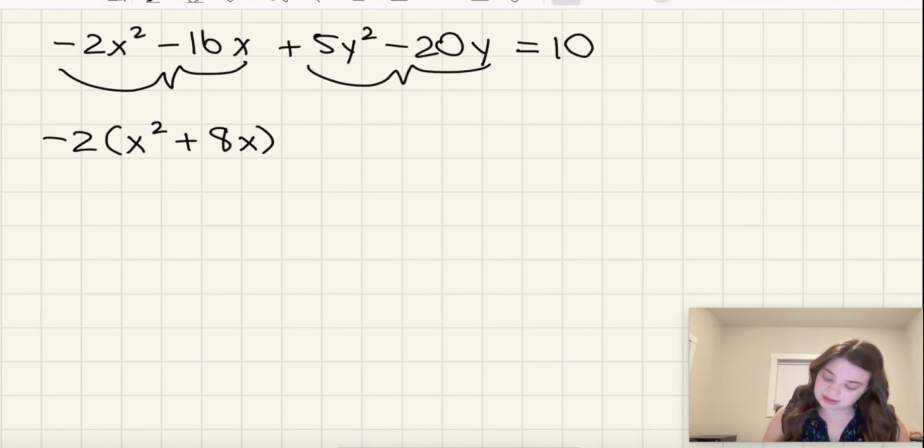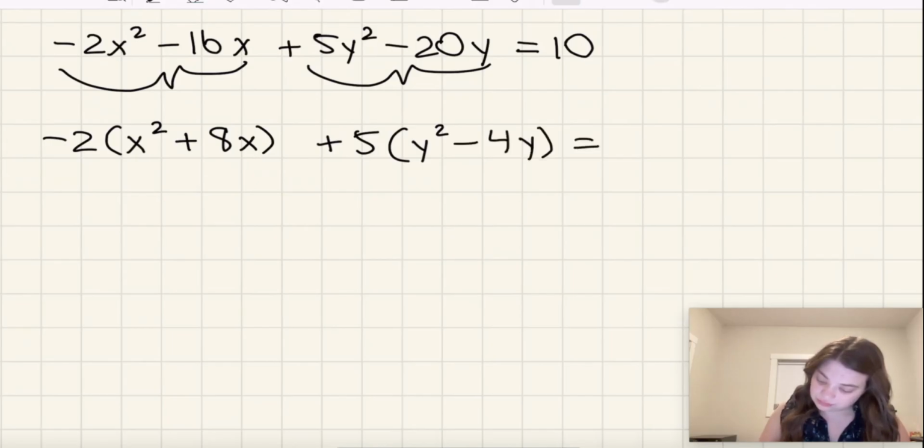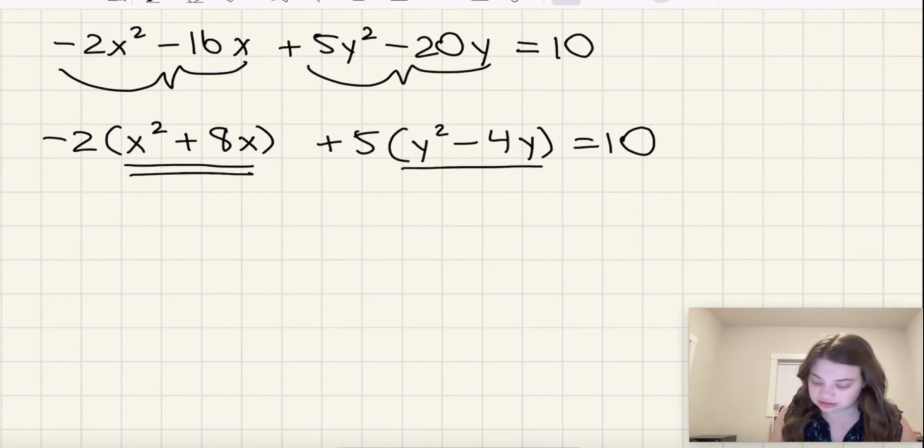Next, we're going to do the same thing with the leading coefficient for the y term. So we're going to factor out 5 from 5y squared, and we're also going to factor that out from -20y. Okay, so that's our first step done. The next step is we are going to take the non-leading coefficient of each of these that are resulting, and we're going to divide it by 2 and then square it.